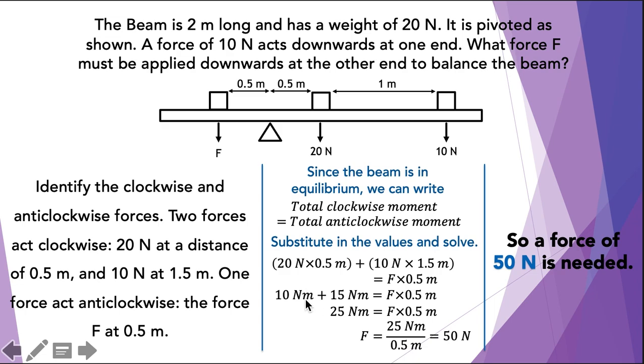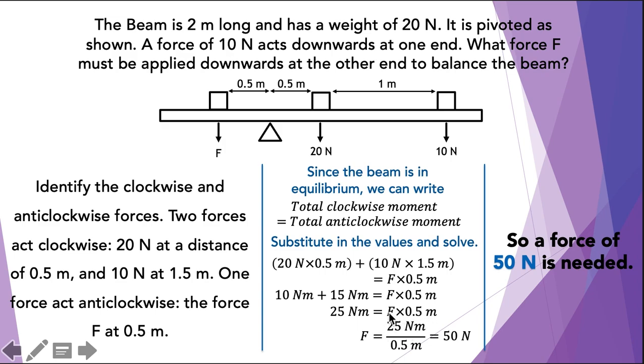So this is the clockwise moment, which is basically 20 multiplied by 0.5, and we get 10, and 10 multiplied by 1.5 meter is 15 Newton meter. So we get these two on the clockwise moment side and F into 0.5 meter on the anti-clockwise moment side. Both of them are equal. When we add these two values, we get 25 Newton meter. So the clockwise moment is equal to 25 Newton meter and the anti-clockwise moment is equal to F into 0.5 meter.